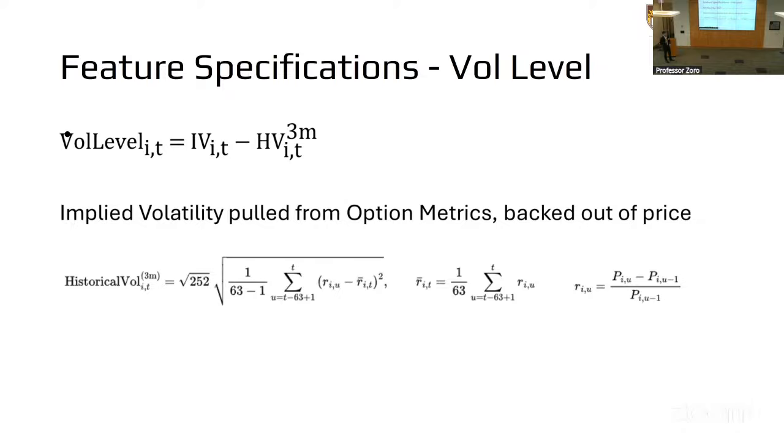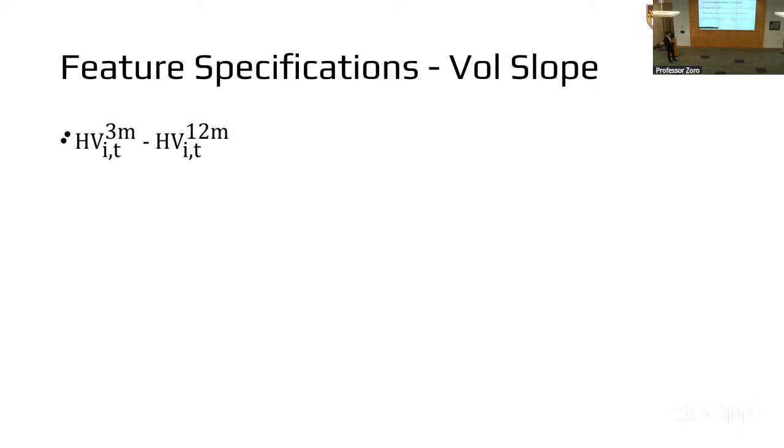Second feature, vol level. You may have heard it known as vol premium. It's very well known in the academic literature, that mean reversion effect. I'm taking implied volatility with a 3-month measure versus HV. My IV is just pulled directly out of OptionMetrics, that's backed out of the options. And my historical vol is the close to close over the last 62 trading days. Slope, as you can imagine, looking at this without vol level, this one's not going to be too useful. It's the 3-month HV minus the 12-month.